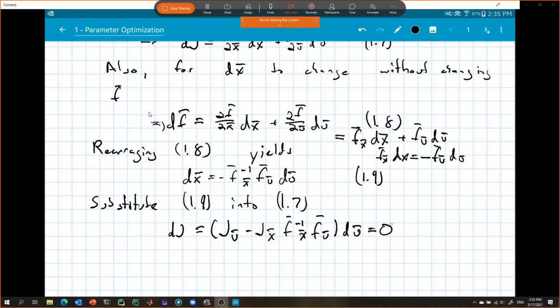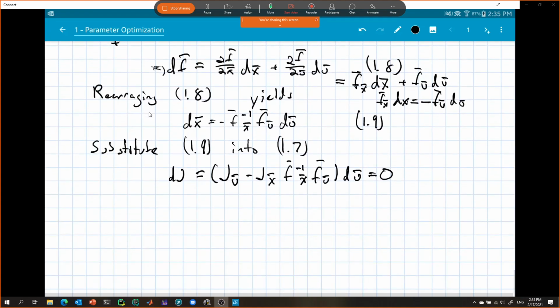So we get this equation here, and because du is not equal to 0, this is equal to 0, right? So then, as a result, CV.